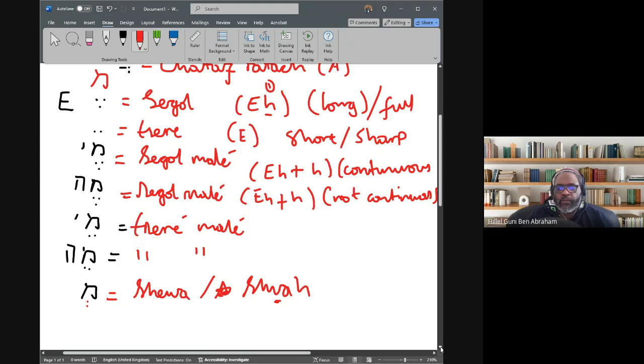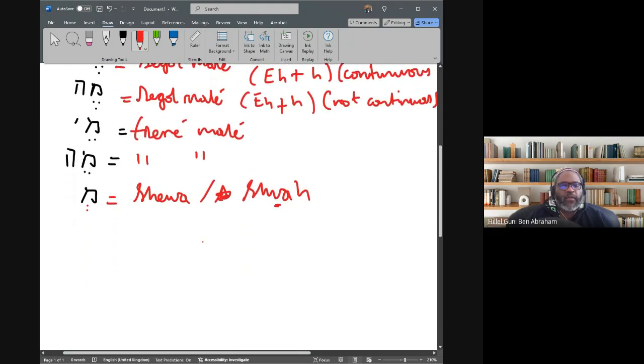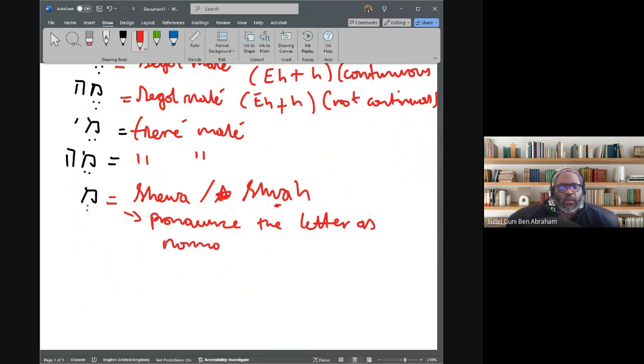So what does the shewa mean? The shewa, when you see these two dots, they say to you: pronounce the letter as normal. Pronounce the letter as normal.